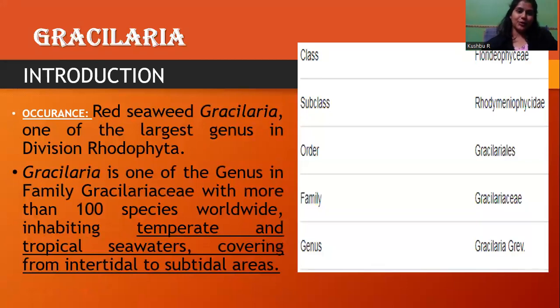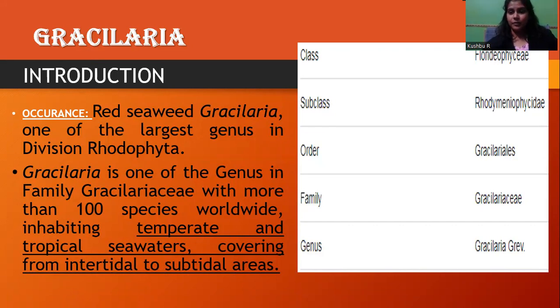First, coming to Gracilaria, it is the best example for red algae. This is the systematic classification of Gracilaria as we discussed. They belong to the phylum Rhodophyta and they are marine living organisms. There are about 100 species of Gracilaria that are identified till now.